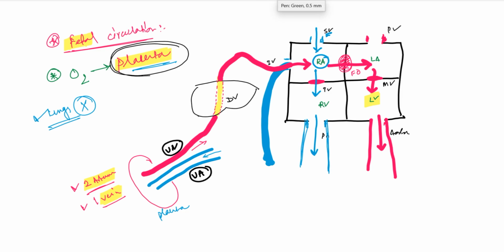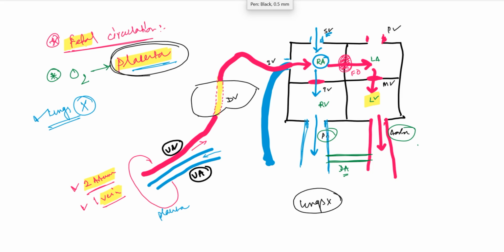And here comes shunt number 3, the ductus arteriosus, a shunt between the pulmonary artery and the aorta. As the lungs are non-functioning in case of a fetus, the lungs remain collapsed. And as the lungs remain collapsed, there is very high resistance or very high pressure in the pulmonary artery. The pressure is much more here in comparison with the aorta.